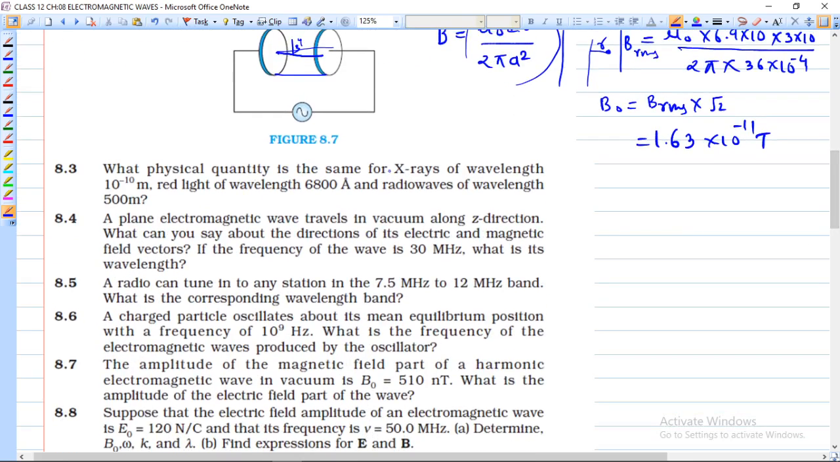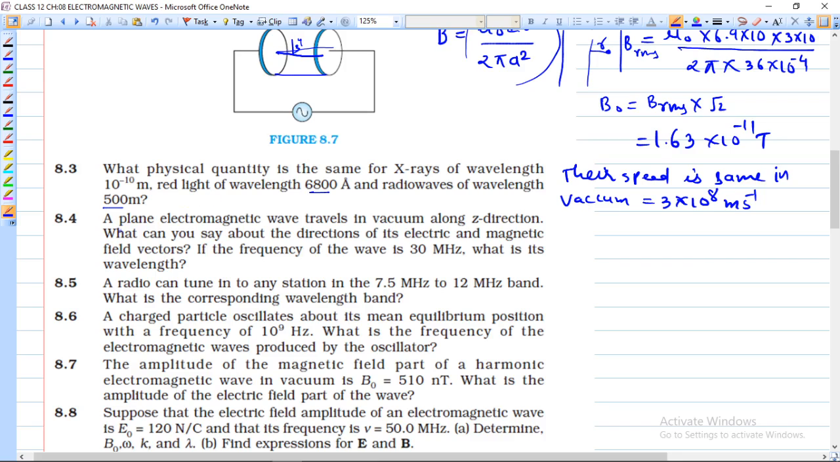What physical quantity is the same for X-rays of this wavelength, red light of this wavelength, and radio wave of this wavelength? Which quantity? One quantity. Their speed, please write. Their speed is the same in vacuum. How much? 3 into 10 raised to 8 meter per second. It's not only light which is moving with this much speed. All electromagnetic waves are moving with this much speed, and light is one of them.